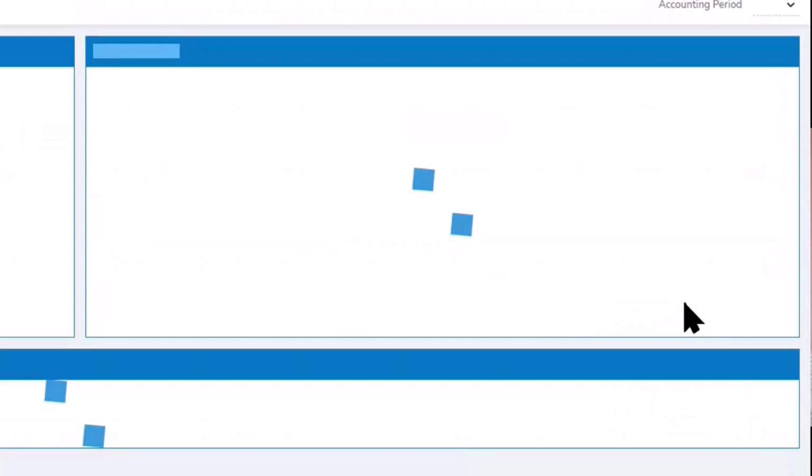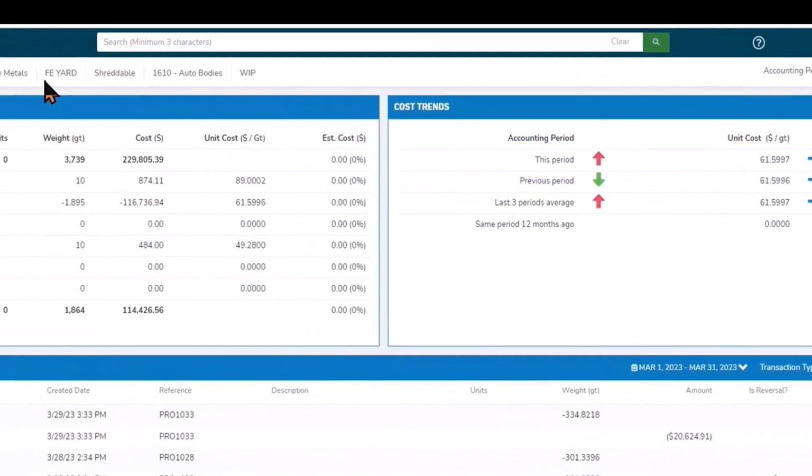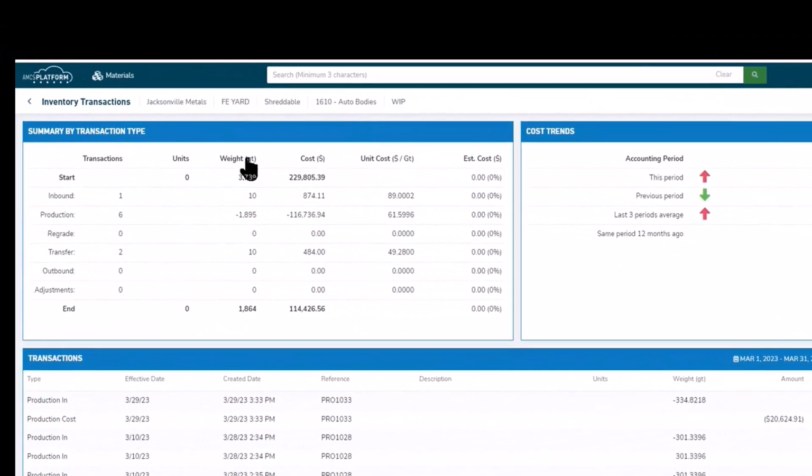We've got a dashboard of that too. If we want to drill into our auto bodies, it's showing us the same figures here in summary. It's showing trending over here to the right compared to the last period, to the last 3 months, or even to the same period a year ago. And then down below, every transaction listed that has affected that inventory.